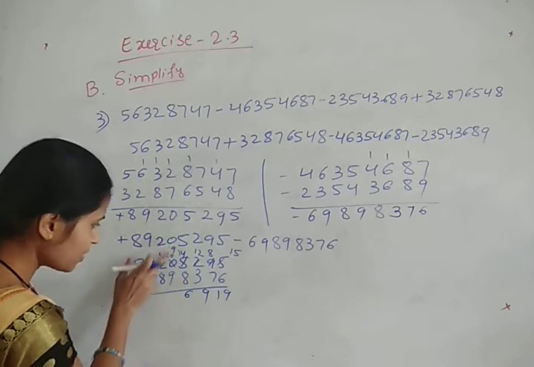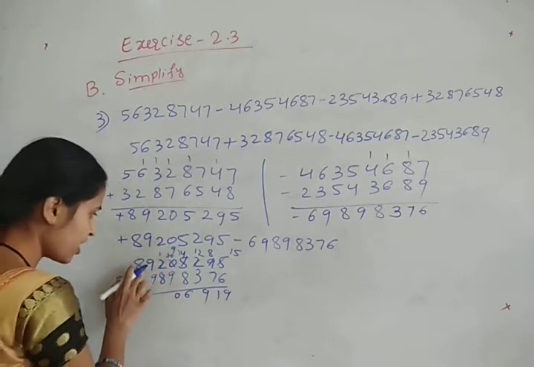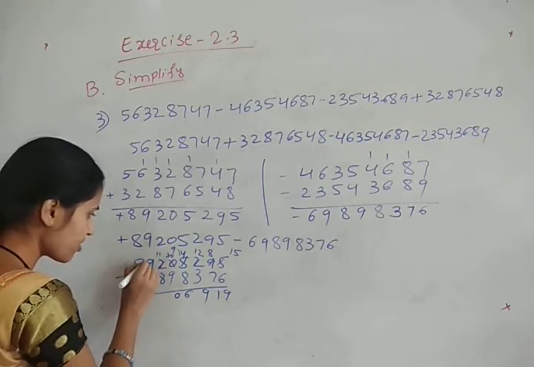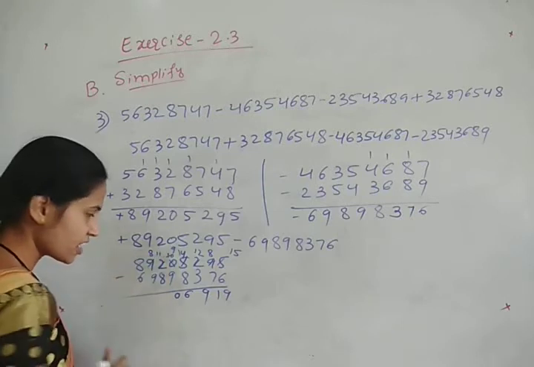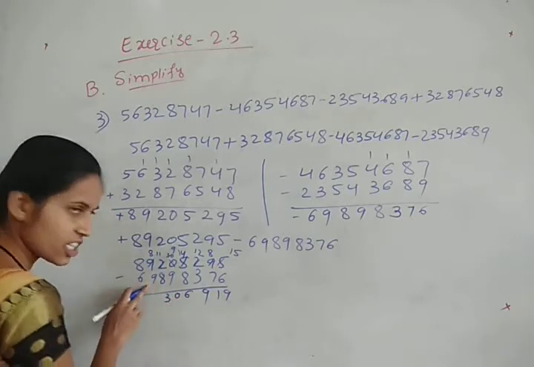See here, 9 minus 9 is 0. 1 minus 8 is not possible. I will take 1 borrow from this 9. Now this 1 becomes 11. Here we left with 8. 11 minus 8 is how much it is? It is 3. Okay, 8 minus 9 is also not possible.